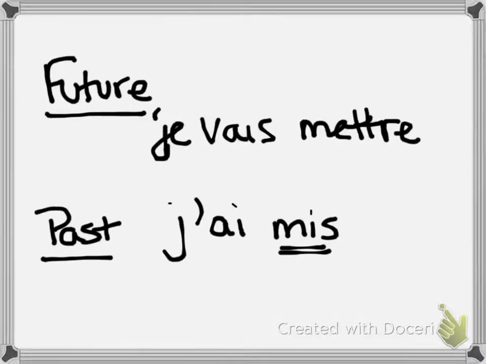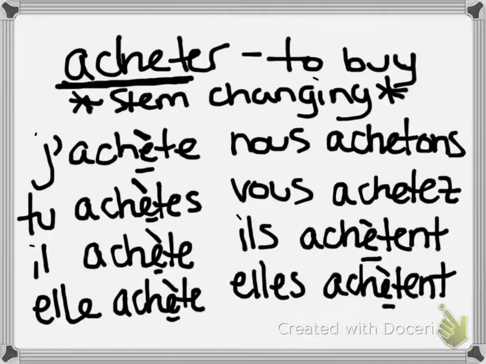The future, je vais mettre, I'm going to put on. Tu vas mettre, you're going to put on, etc. The past, j'ai mis. Tu as mis, il a mis, he put on. And we saw this with the poem by Jacques Prévert that we studied with the passé composé.